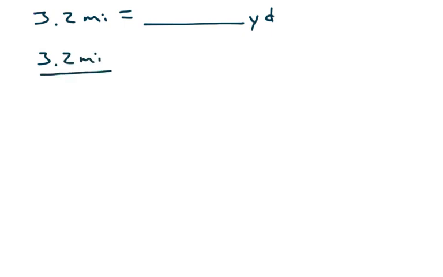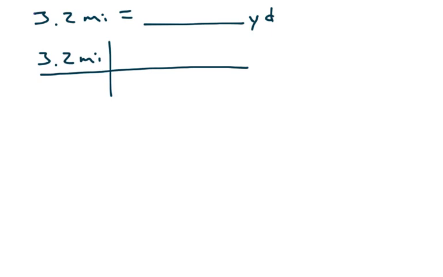Let's say I have 3.2 miles and I want to know how many yards that is, because we don't have a direct relationship to yards. So again, we're going to set it up as 3.2 miles, put the line underneath and chop it off.